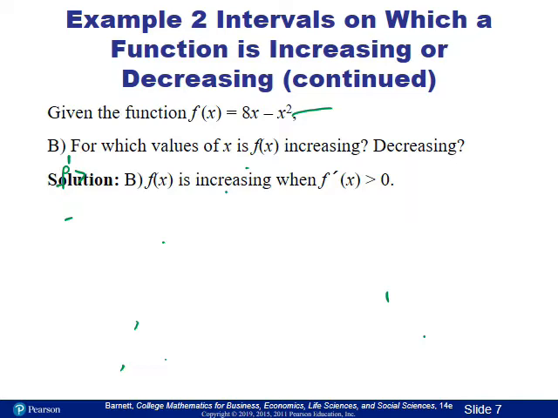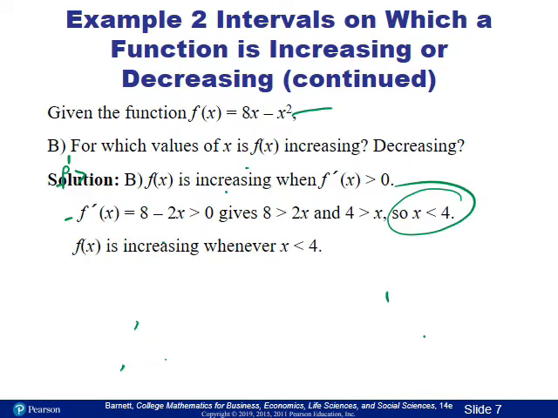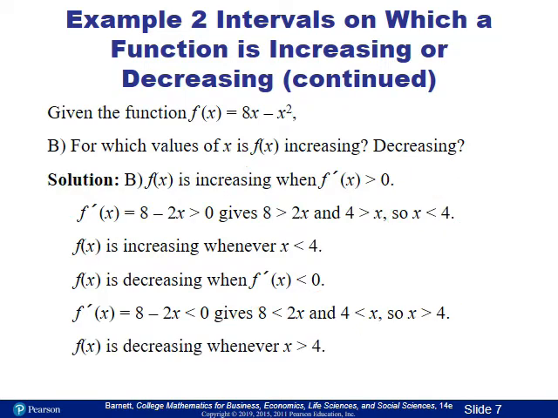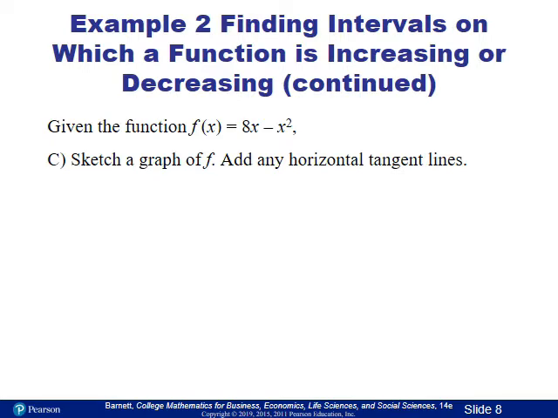F of x is increasing when the derivative is positive, that is what we have just discussed. So we can put f dash greater than 0, and we can conclude that x is less than 4, and f is increasing whenever x is less than 4. f is decreasing when f dash of x is less than 0. So f dash of x equals this, and here we can get those intervals where the function is increasing or decreasing.